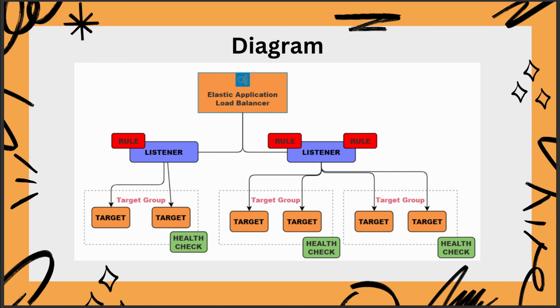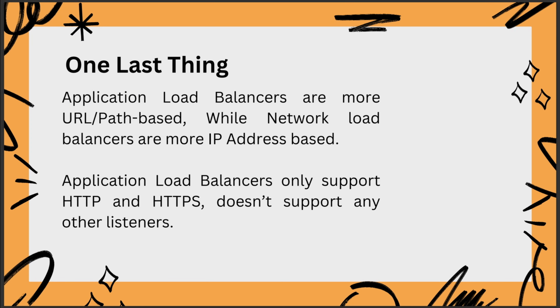And then one last thing before we get into the demo. Application load balancers are more URL or path based, while network load balancers are more IP address based. And application load balancers only support HTTP and HTTPS traffic. They don't support any other listeners.